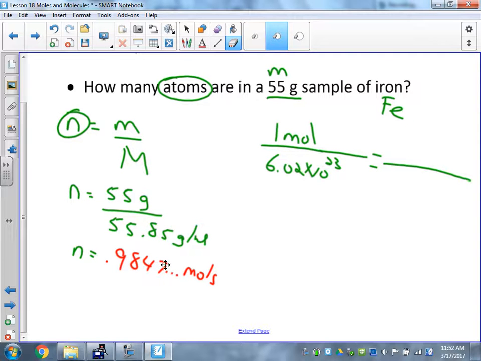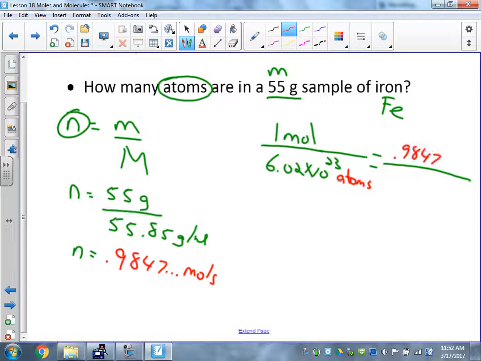And I guess the other question you have to ask yourself is, did I answer the question? Because maybe the question is only, what's the amount? What amount of iron do I have? How many moles of iron do I have? Then you'd be done, right? In this case, they want to know how many atoms. So this, of course, would have to be atoms here. And I have 0.9847 moles here.